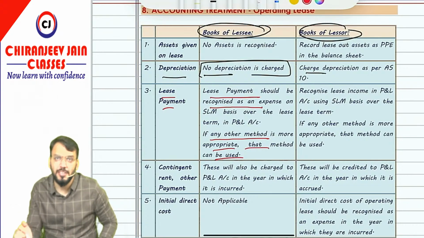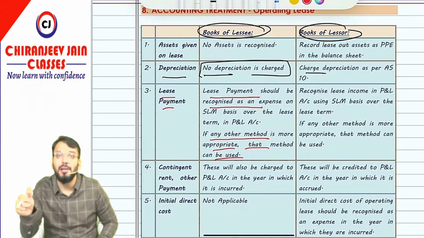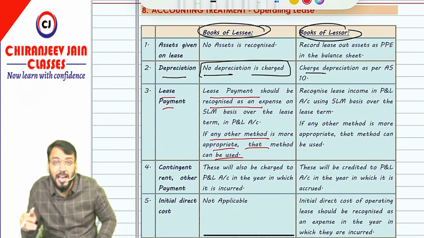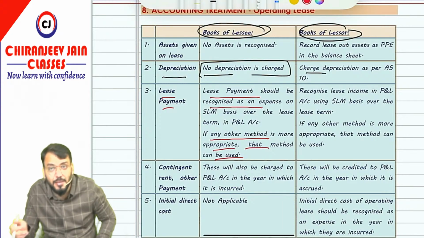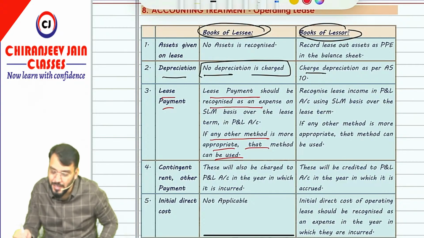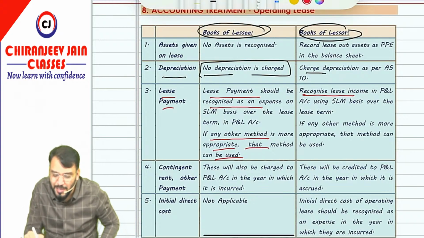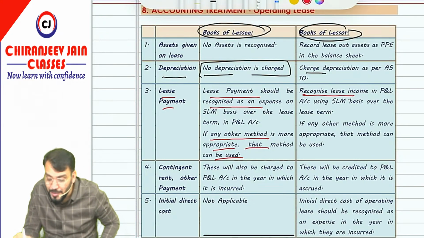As per the information given in the question, the total lease payment divided by the lease term will become the annual lease income. But if any other appropriate method is given in the question, that method will be applied over the SLM basis. Same thing in the books of lessor, it will be recognized over the lease term. Sorry, in the books of lessee it is an expense, in the books of lessor it will be an income.